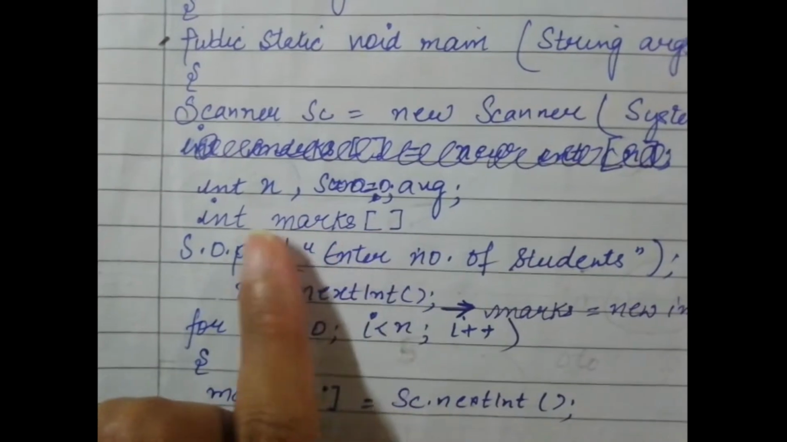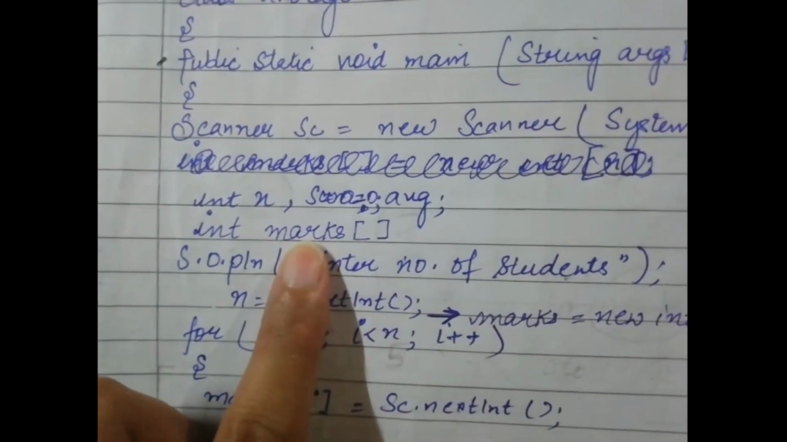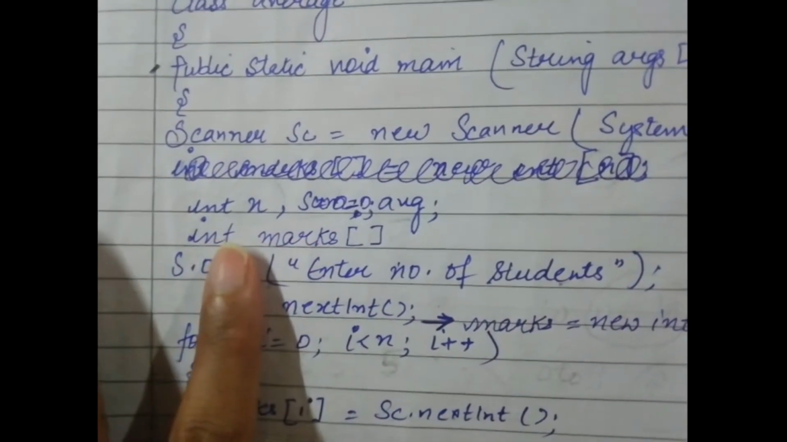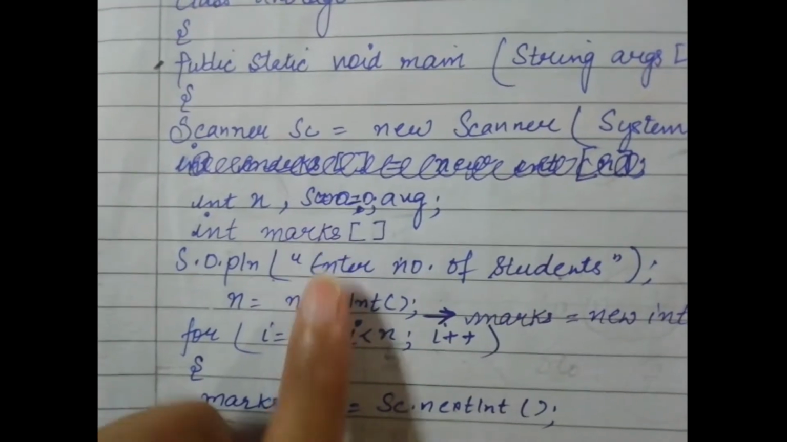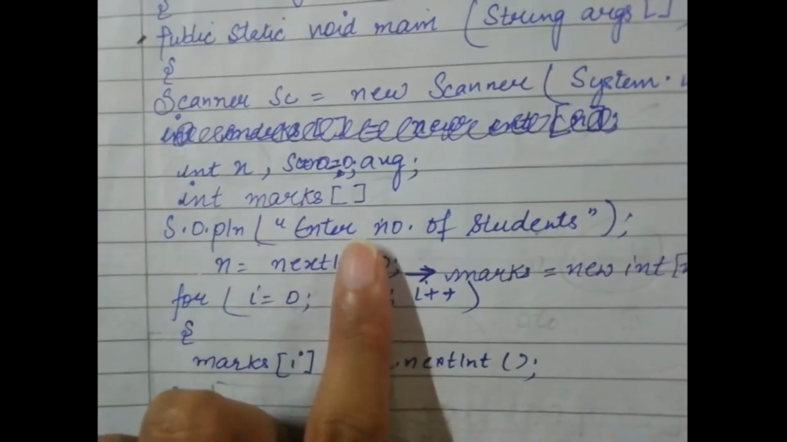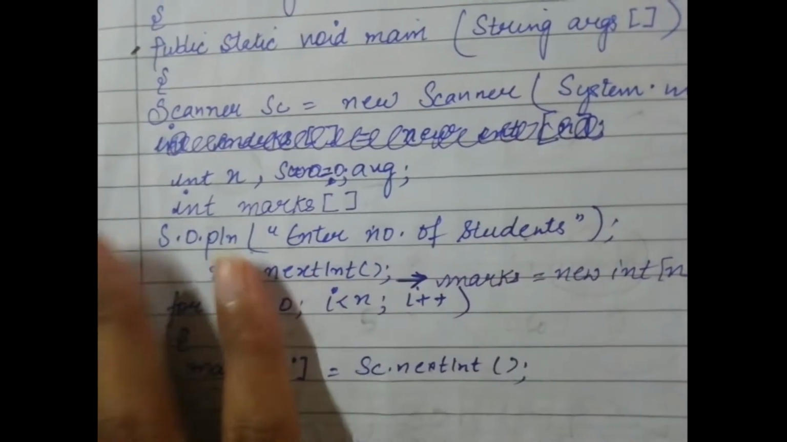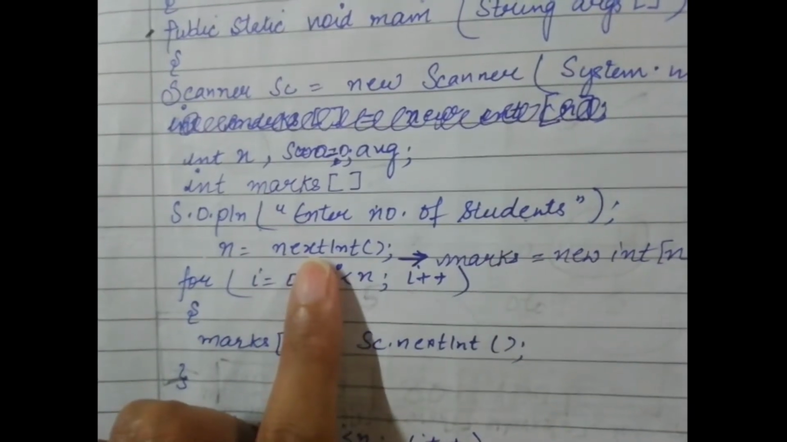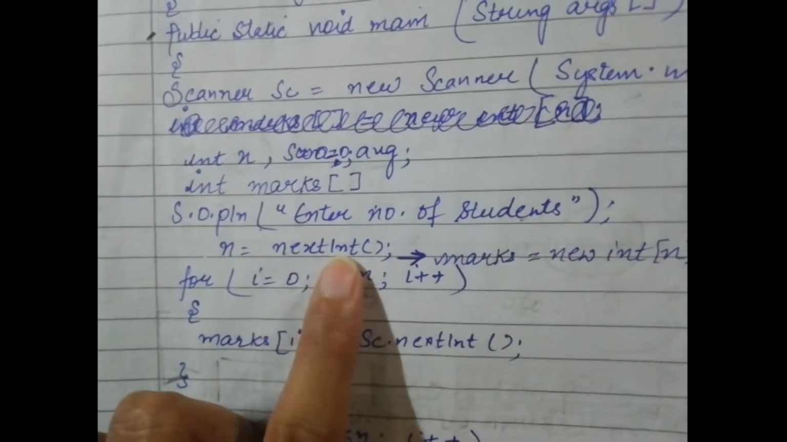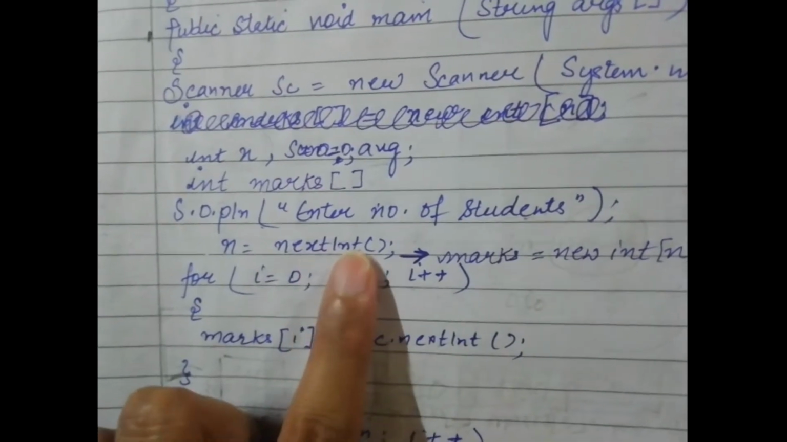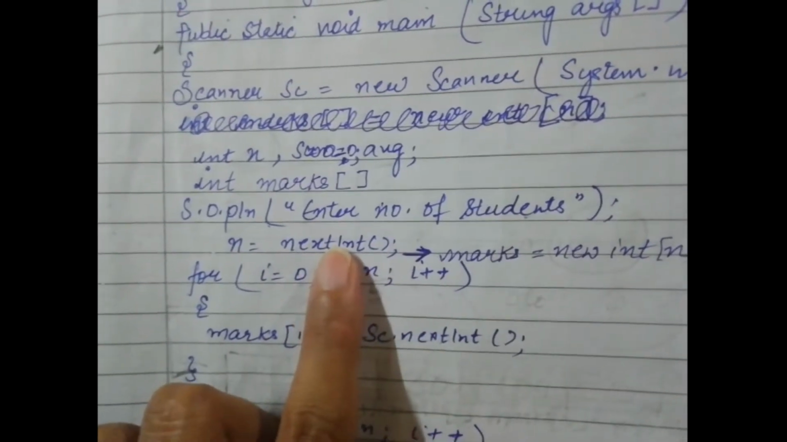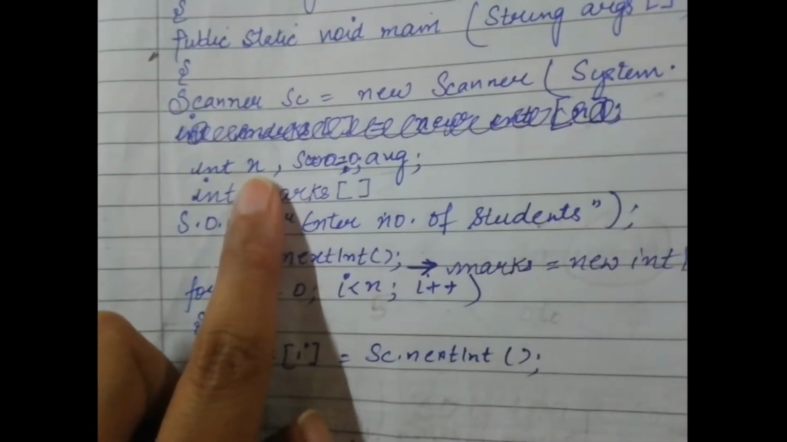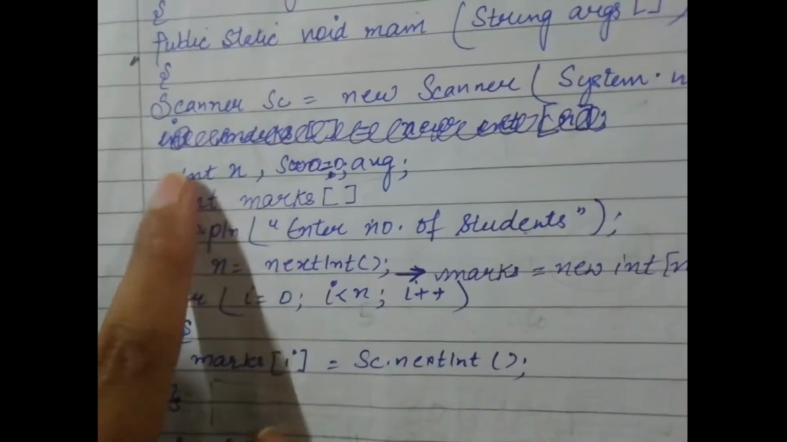So this is the declaration of your array. We have an array named marks of type integer. That means you have to enter integer numbers into this array. After this there is a printing statement, enter number of students. That means this is the printing statement and you have to enter the value of n. So this is the function nextInt. This is the function of your Scanner class which helps to take the integer value from the user and store it in the variable, and n is of type integer.